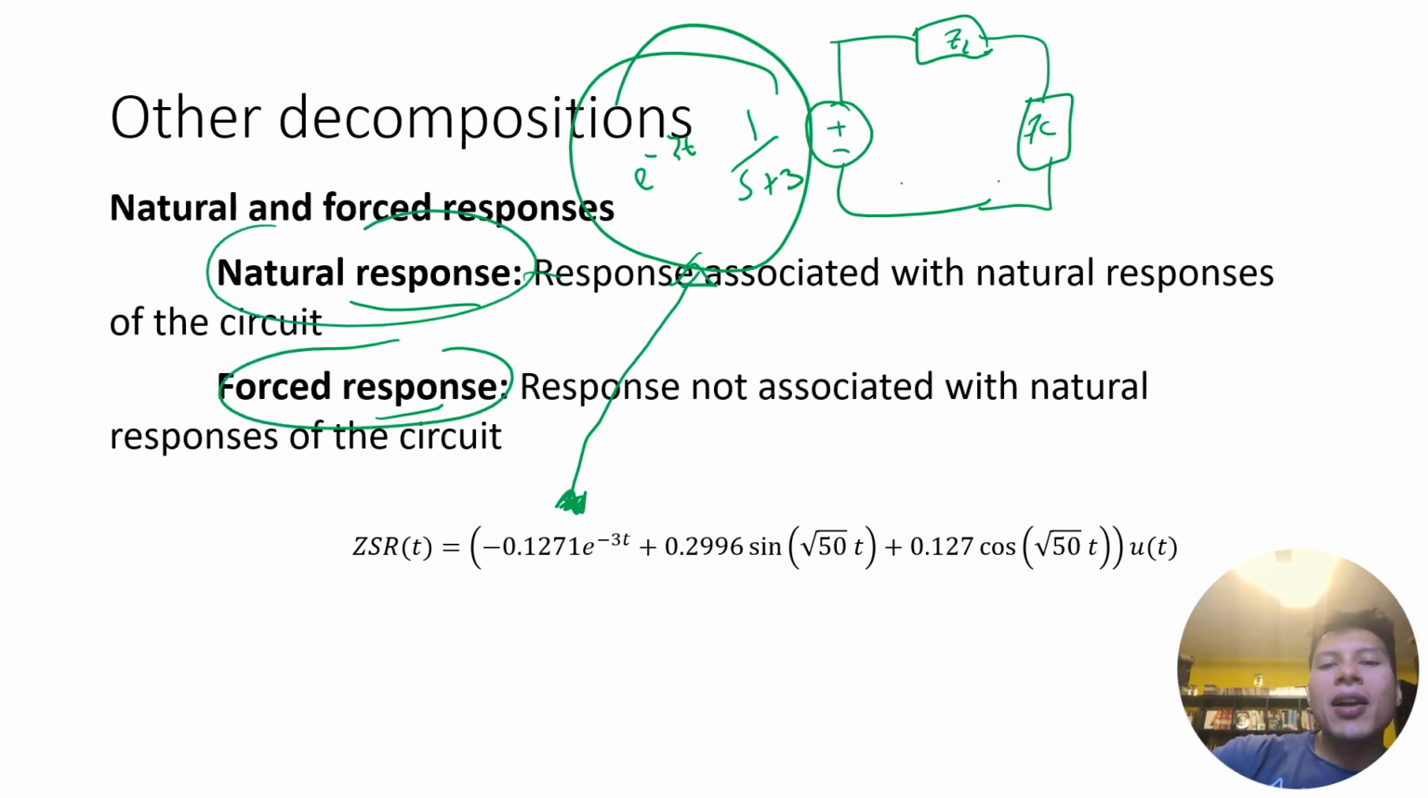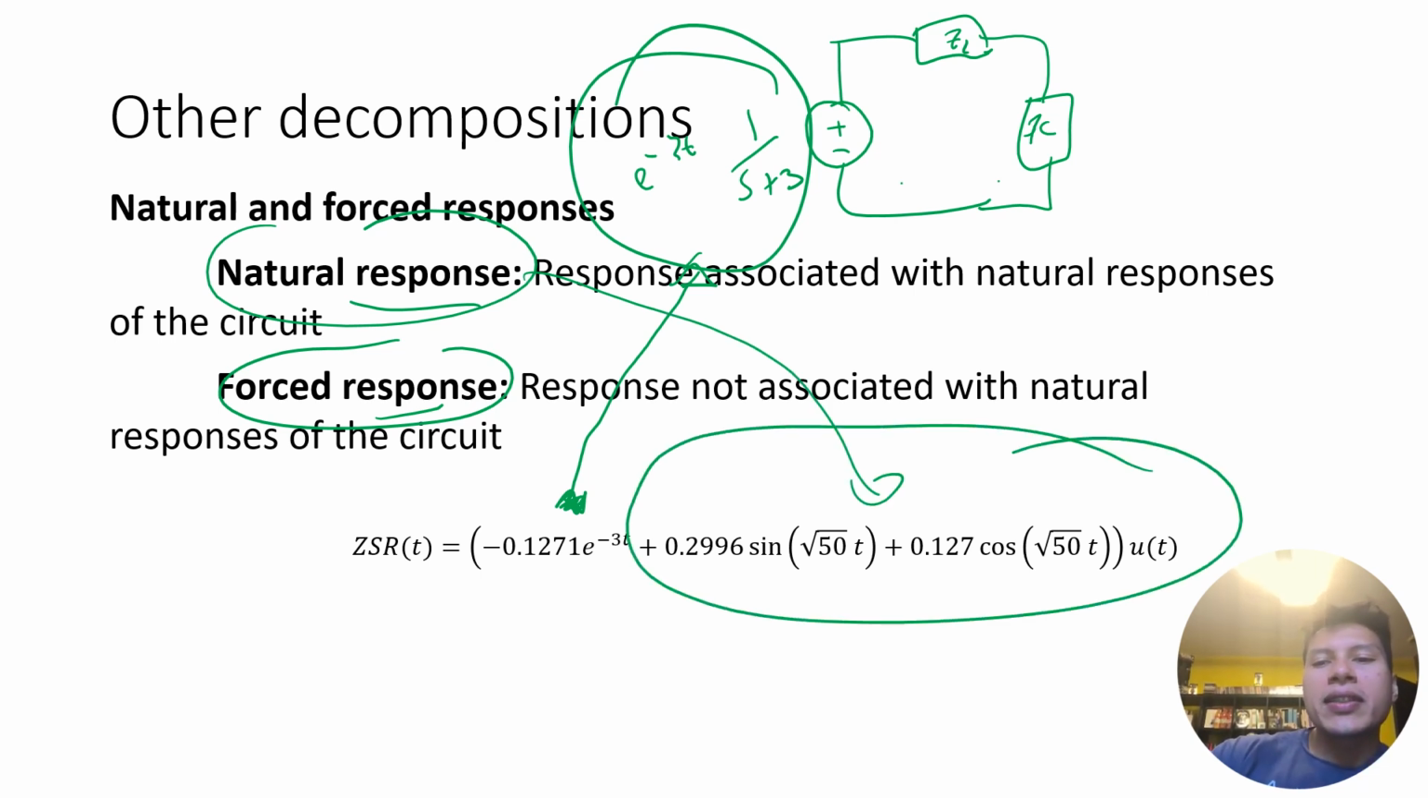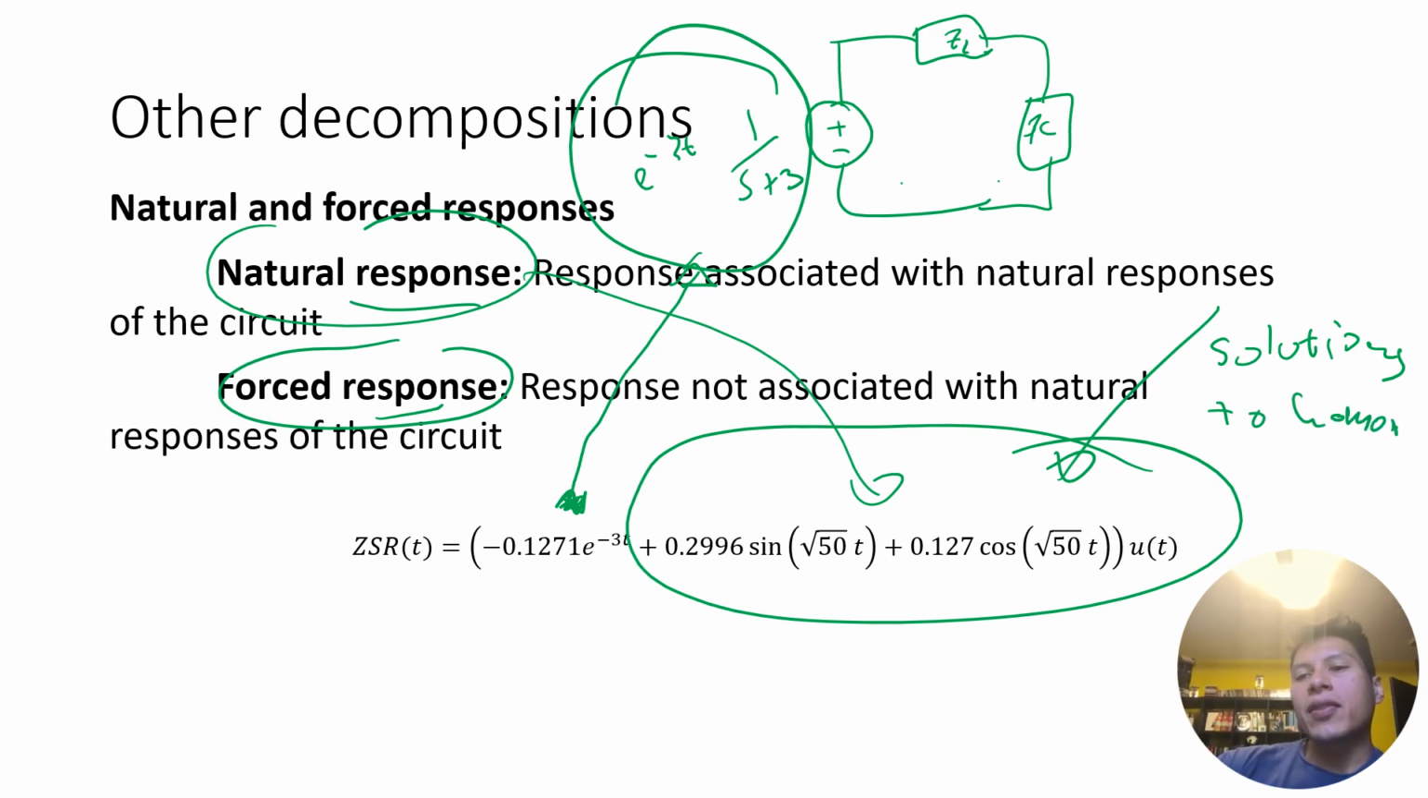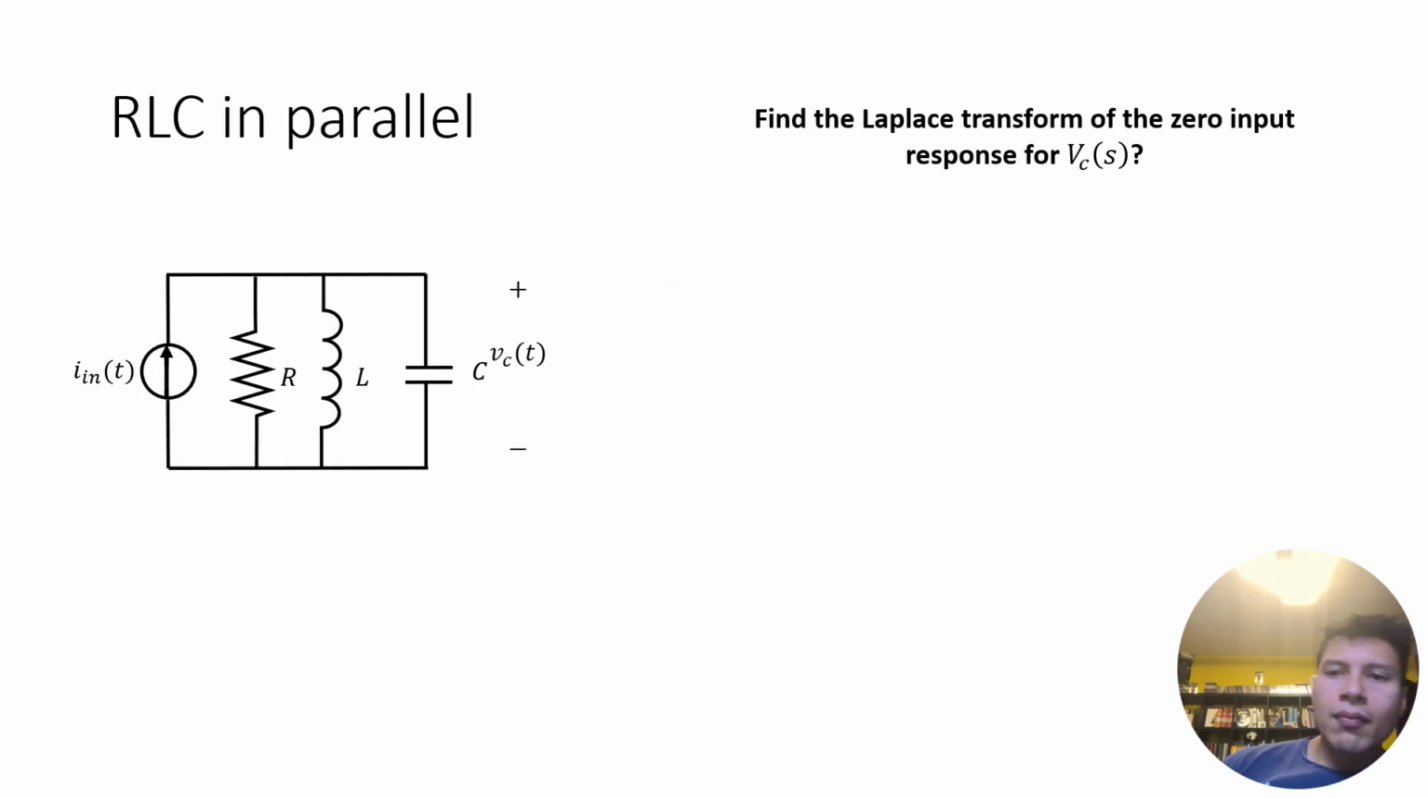And then the natural response is everything else, which is also associated with the solutions to the homogeneous equation. That would be the natural response of the circuit. As it turns out, for linear circuits, you can never get anything other than the homogeneous solutions or something of the form of the forced response. So those are all the decompositions.